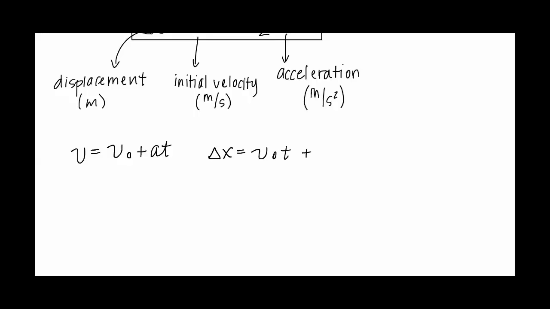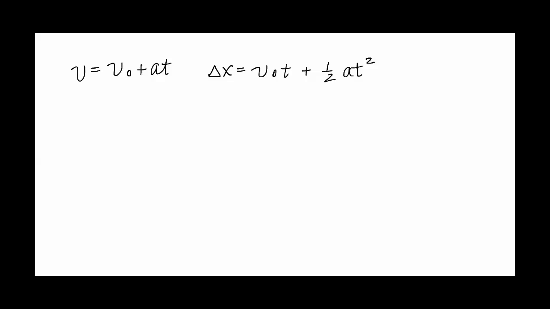Well, I can create a third equation from the two. So I'm just going to do some algebra here where we eliminate t. So then you don't have an equation that has t in it at all. So I have v is equal to v naught plus at, and delta x equals v naught t plus 1/2 at squared. I can solve for t in the first equation, v minus v naught over a, and substitute that back into the delta x equation for the t.